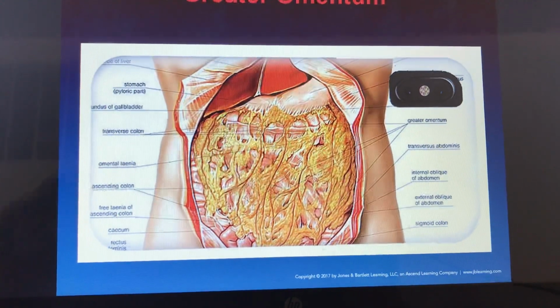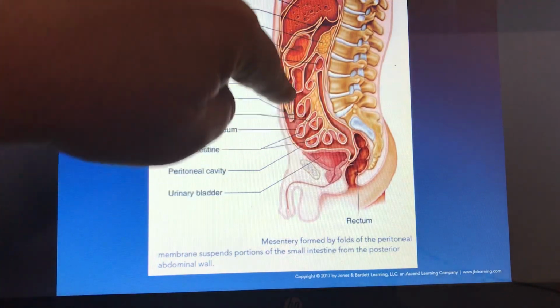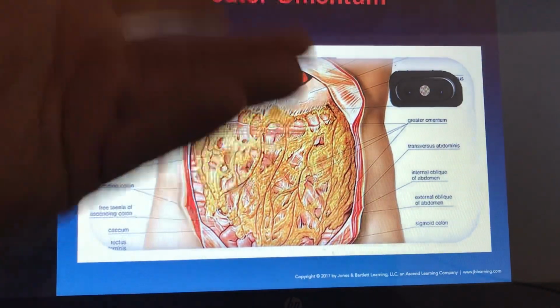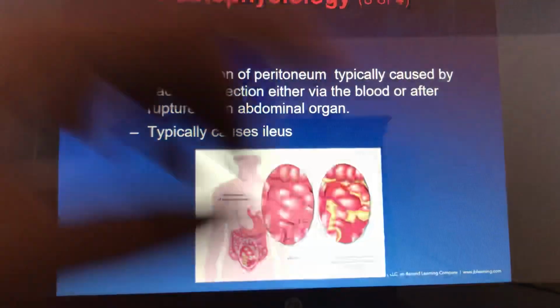There's a flap, believe it or not. I'll go back and I'll show you. There's a flap that covers most of the upper part of the abdominal cavity, and it's called the greater omentum. So there's also a flap that covers it. So that's pretty interesting.